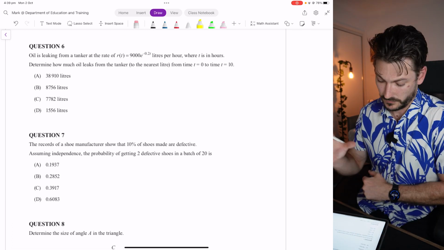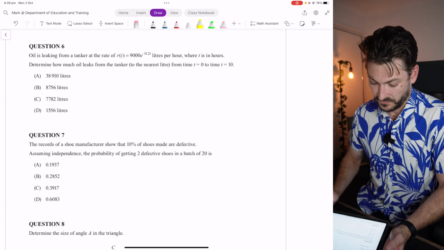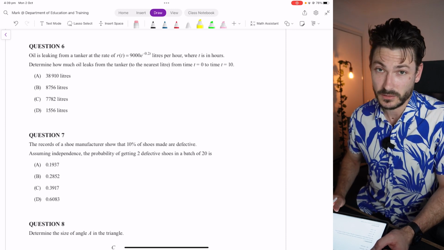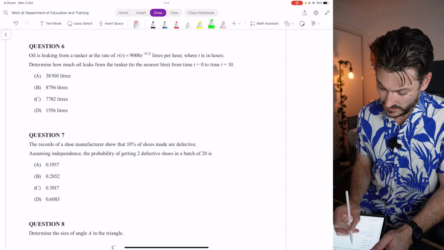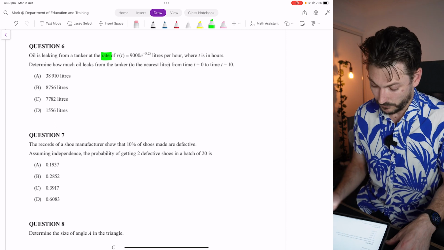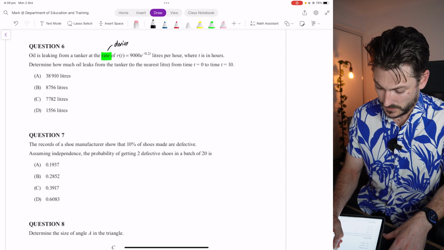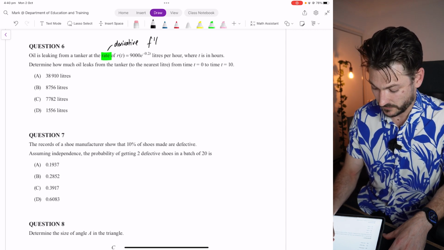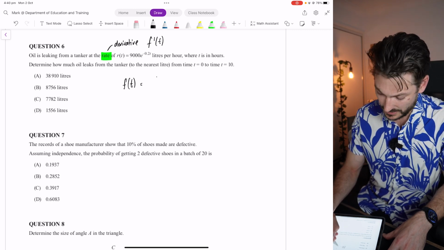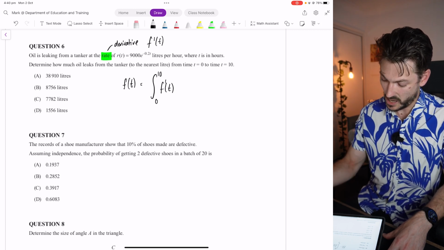Question 6. Okay, so we've got oil leaking from a tanker at a rate of some function of T per hour, where T is in hours. Determine how much oil leaks from the tanker to the nearest liter from 0 to 10. First thing to note is that it says here it's a rate. So R of T is actually a derivative function, meaning if we want to get from a derivative, I'll just annotate this here, this is a derivative, or something like f dash of T, we want to get back to f of t, right? Which is going to be the integral of f dash t. And we want between 0 and 10 hours.